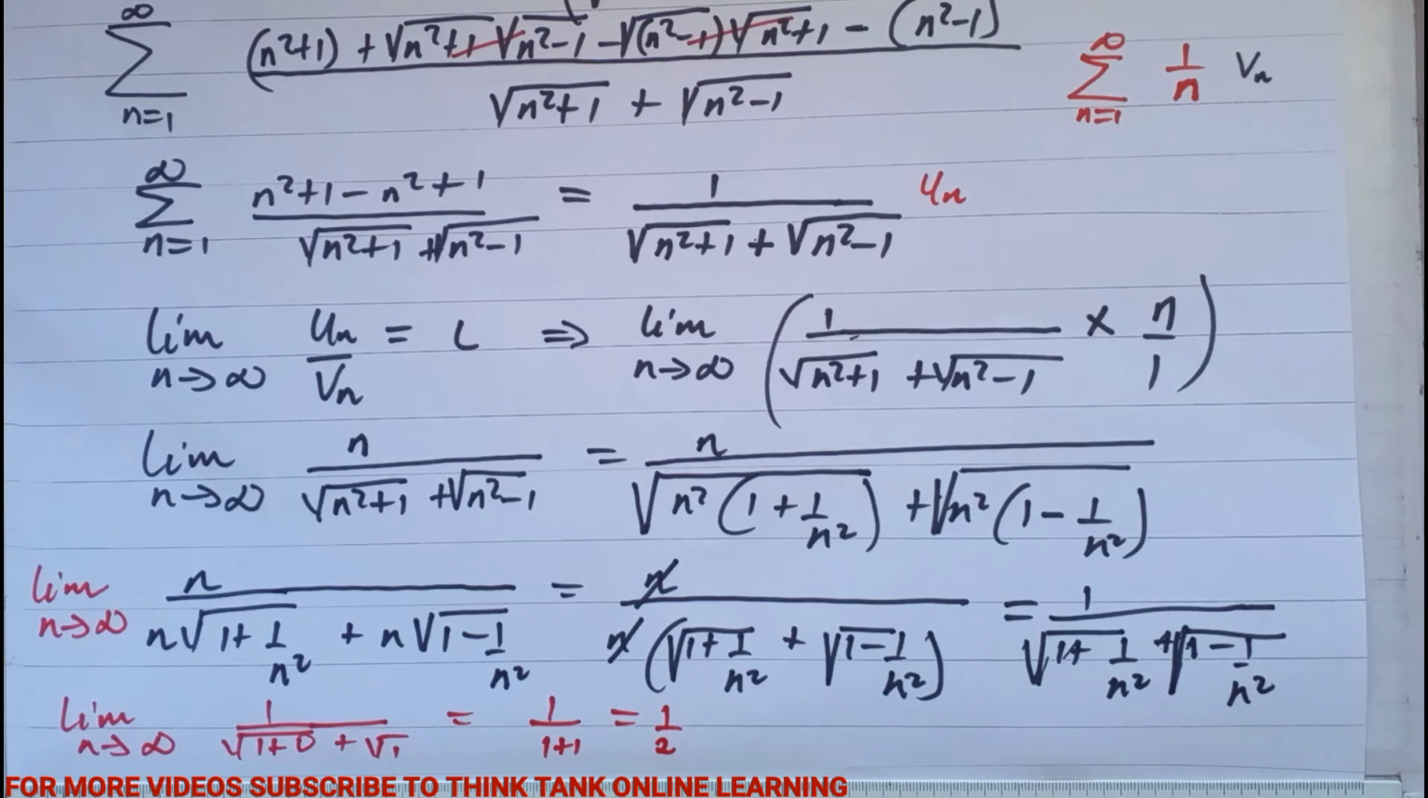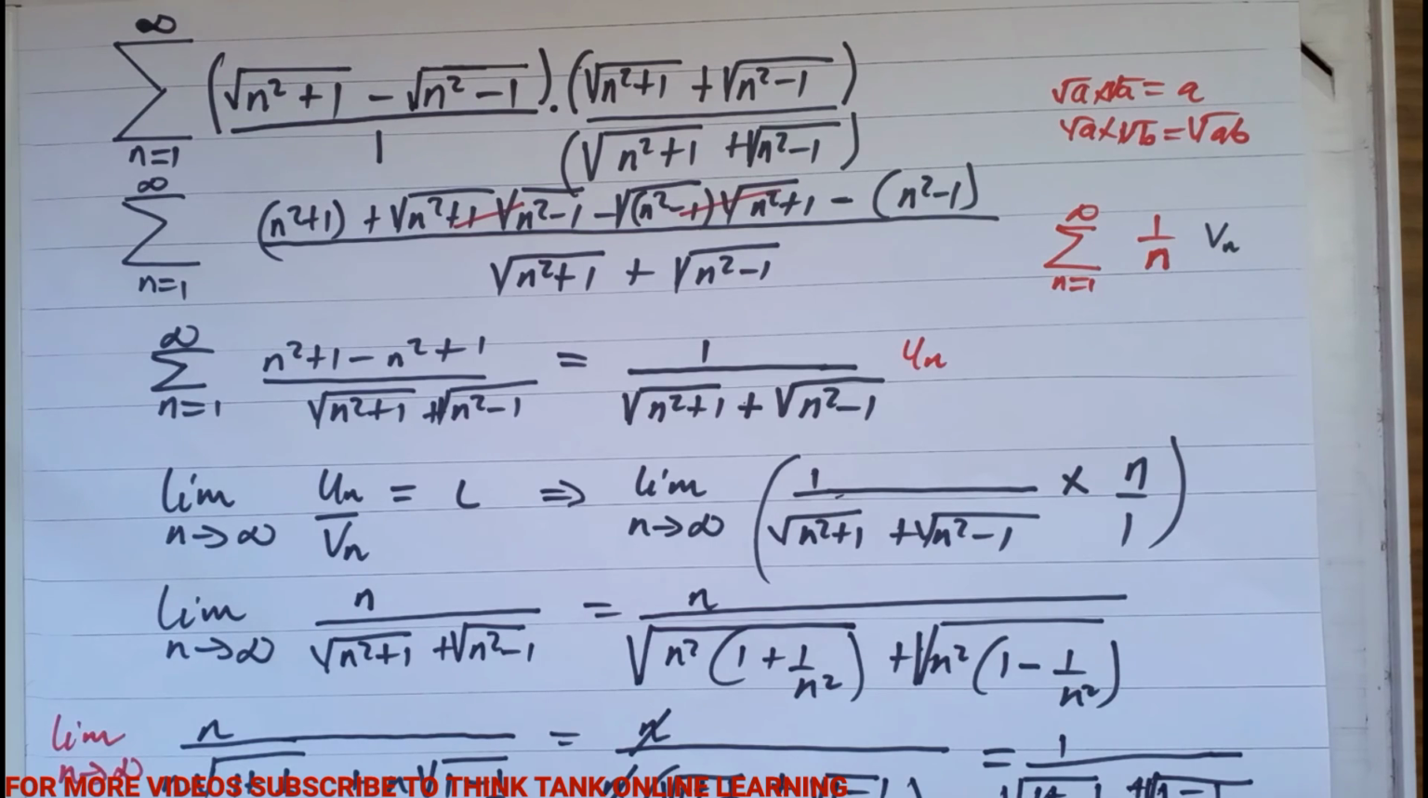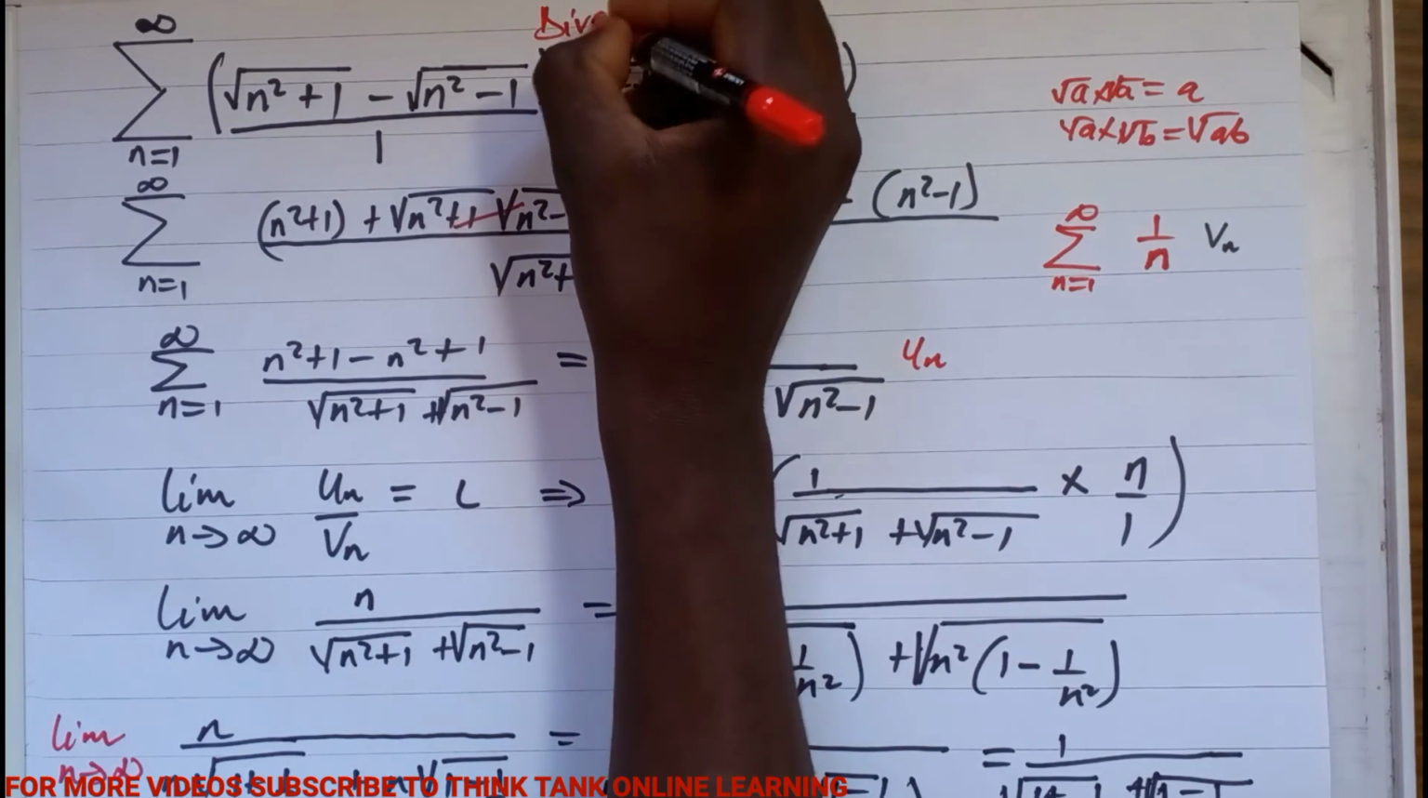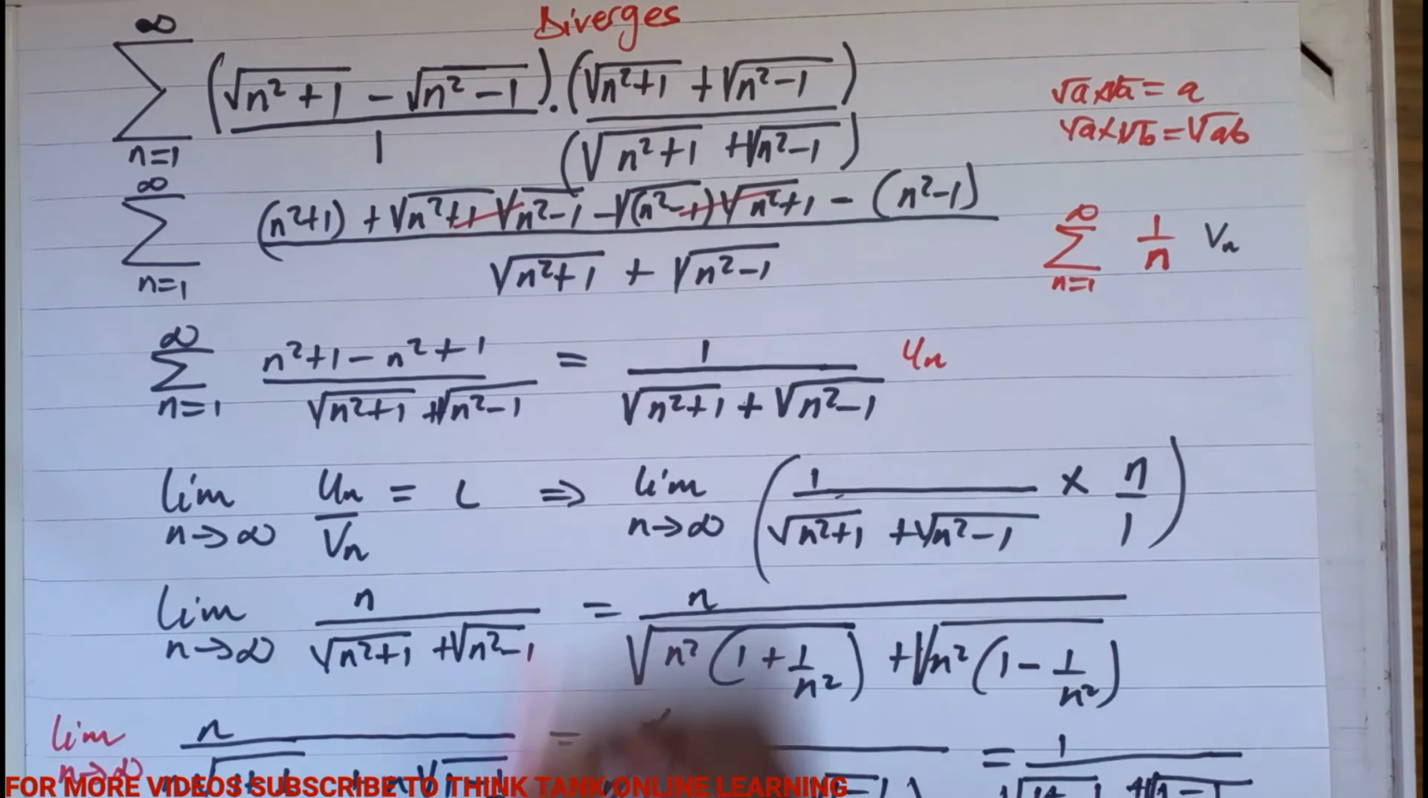Okay. And since we have a number, where are we going to get our decision? From our harmonic series 1 over n. 1 over n diverges. So that means this series also diverges. So it diverges. Okay. Going to the next question.